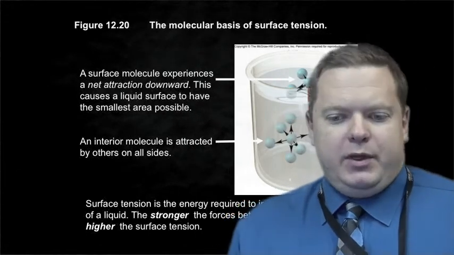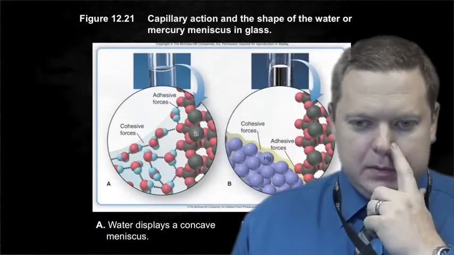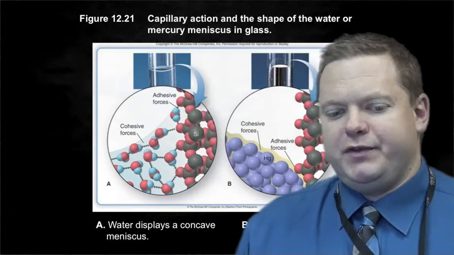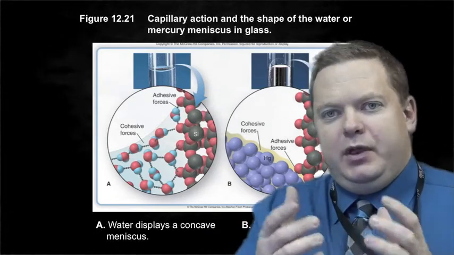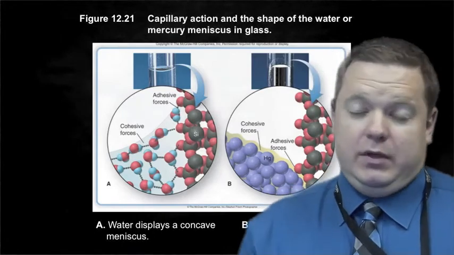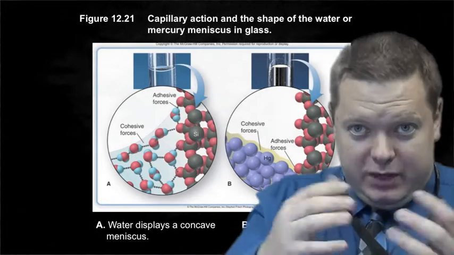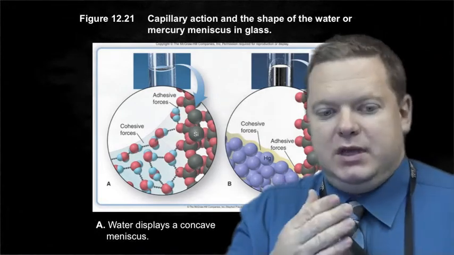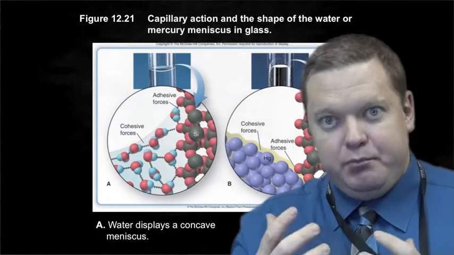The next property that we're going to talk about is capillary action, which is a direct result of surface tension. What we're looking at there is the ability for water, or this liquid, to be sucked up into a tube. And the intermolecular forces are going to affect whether we see a concave or a convex meniscus.